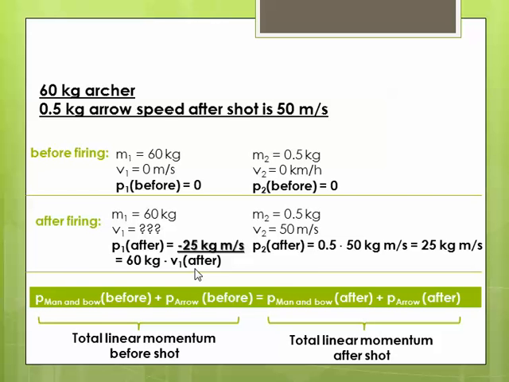So here's again our equation. Linear momentum of man before plus linear momentum of arrow before is 0. This must be equal to linear momentum of man after plus linear momentum of arrow after. This must also be 0. However, this one is plus 25 and that one here is minus 25. Let's not forget the units.